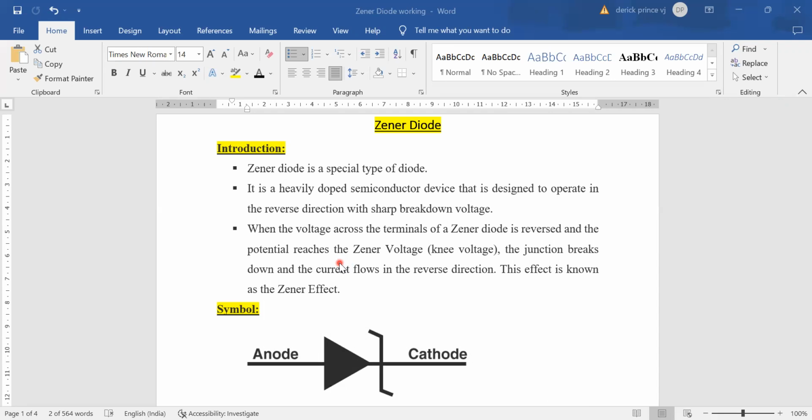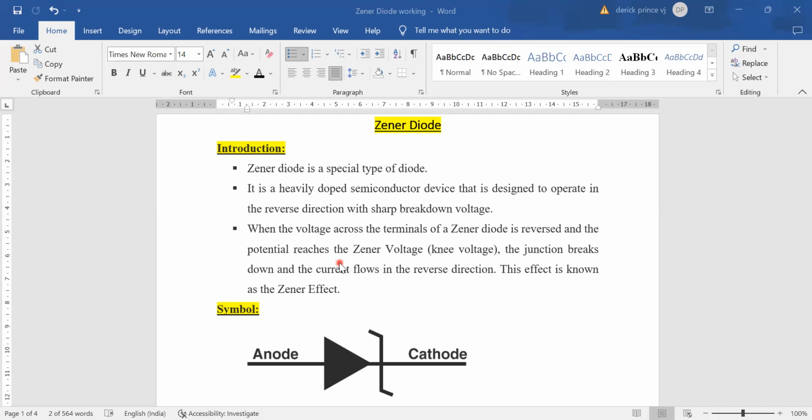And diodes, we have several types of diodes like PN junction ordinary diode, Schottky diode, Zener diode, light emitting diode, photodiode, laser diode. We have many types of diodes. Under that, today's topic is about Zener diode. First, we'll start with the introduction. Then we will see what is the symbol, how many terminals it has. Then we will see the working principle of the Zener diode, VI characteristics of the Zener diode, and applications of the Zener diode.